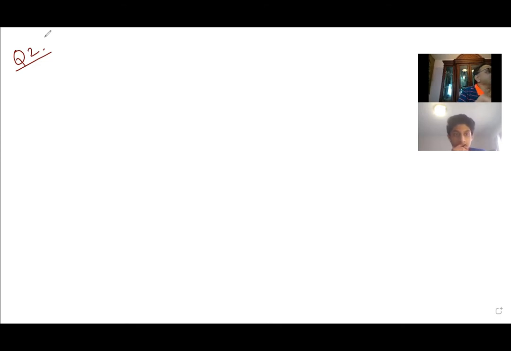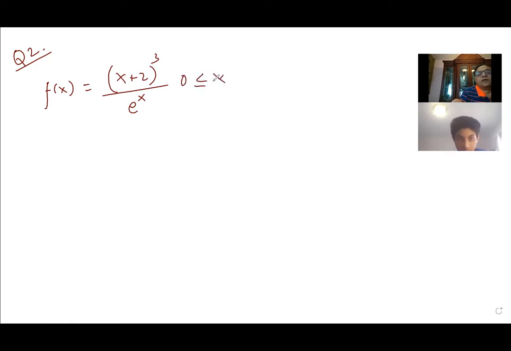So now we have another function, let's say f of x equals (x plus 2) whole cube over e to the power of x, on the closed interval 0 to 2. Whenever you have a closed interval, we do have an absolute maximum and absolute minimum. So let's figure out the absolute maximum and minimum for this particular function. Can you work it out now?